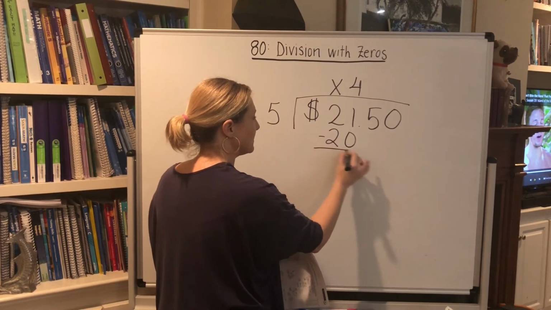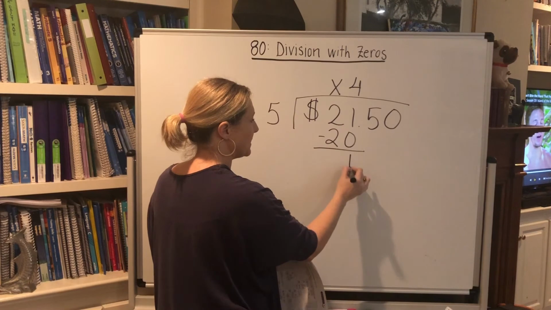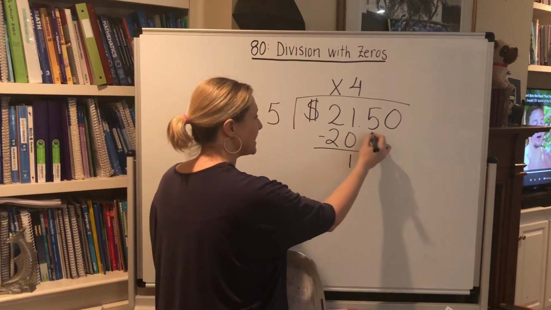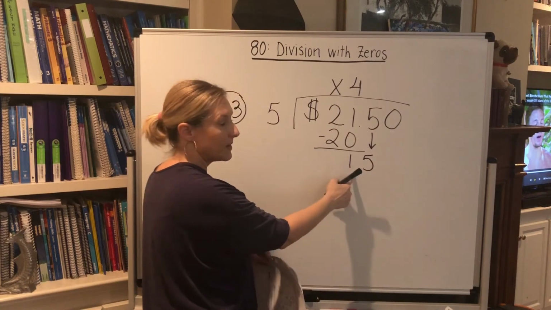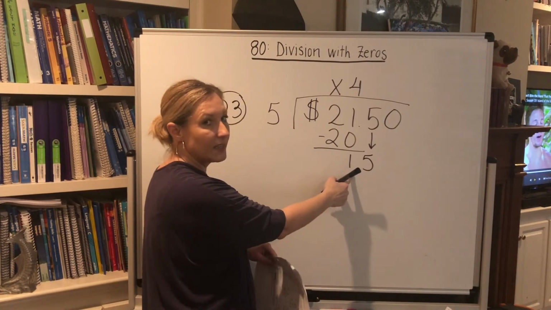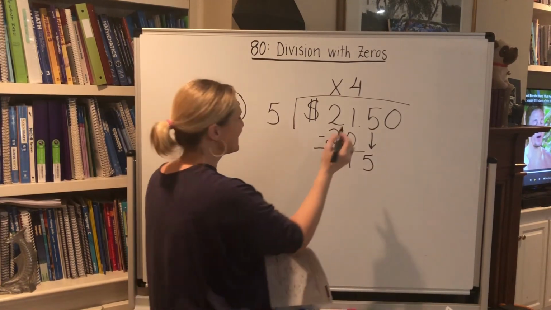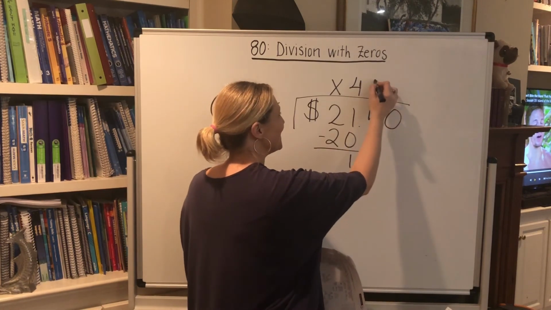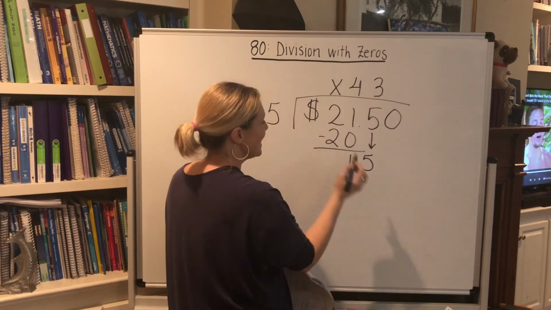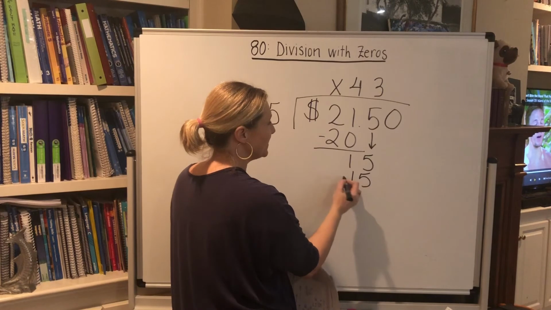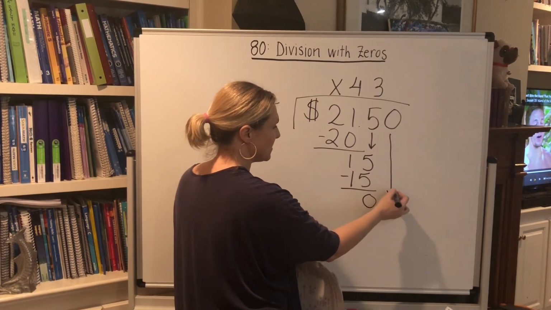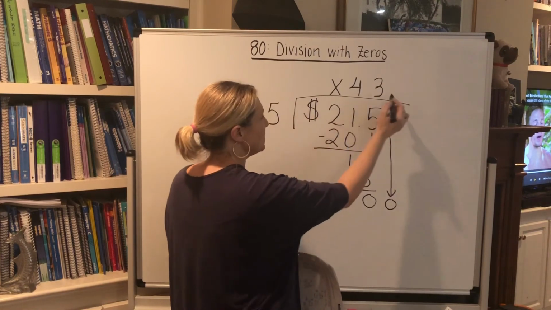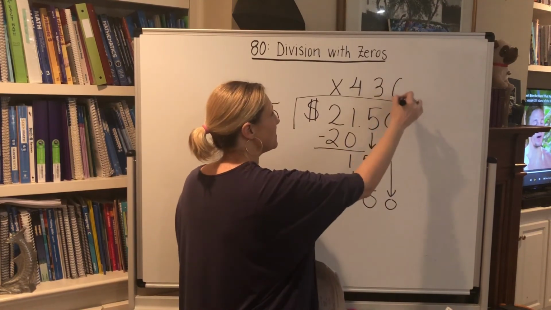Now we subtract. That leaves us with 1. Bring down your 5. Does 5 go into 15? You betcha! Yes, 3 times. 5 goes into 15 3 times. 3 times 5 is 15. And we have nothing left over. All we have left is our 0. So we need to put 5 goes into 0 0 times.